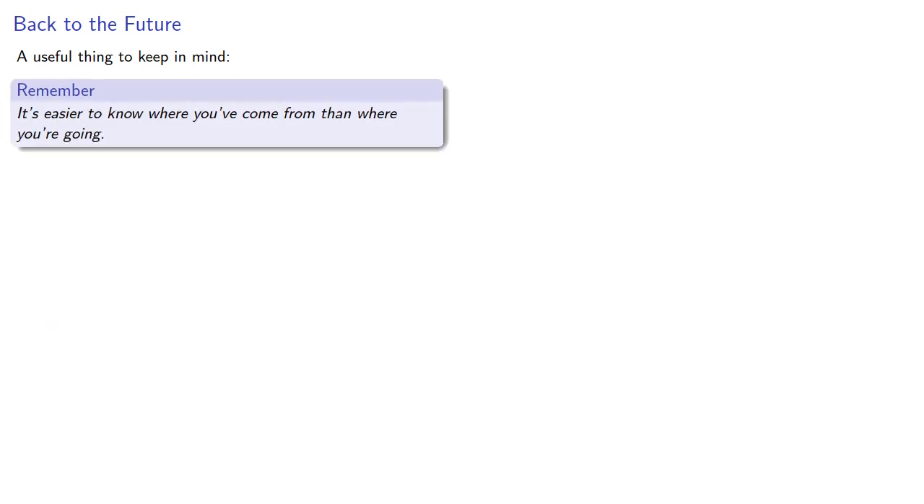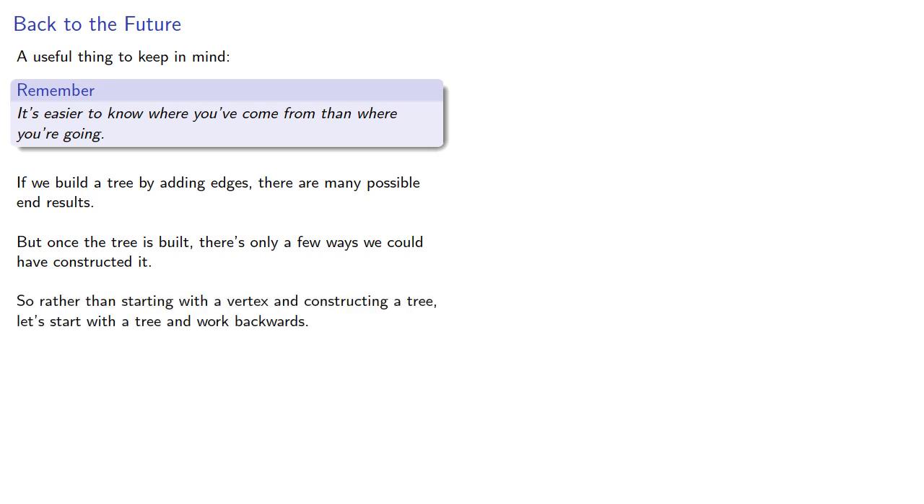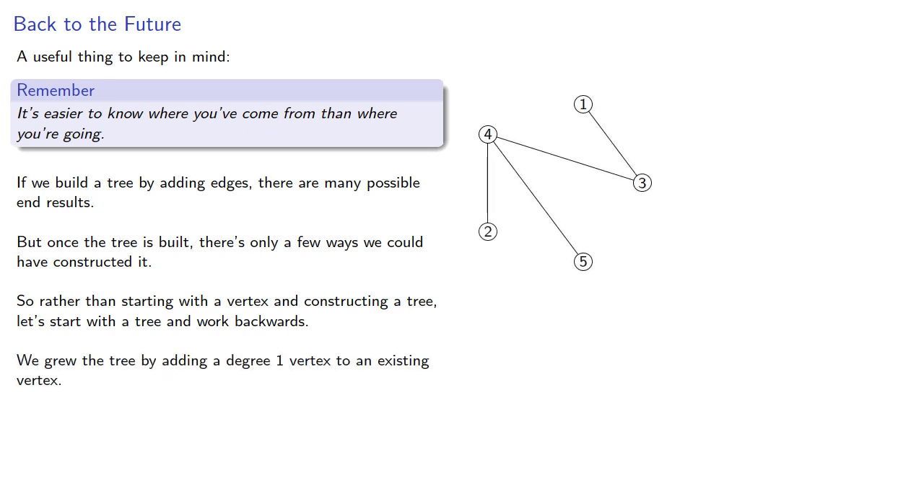A useful idea to keep in mind: it's easier to know where you've come from than where you're going. What this means is that if we build a tree by adding edges, there are many possible end results. But once the tree is built, there's only a few ways we could have constructed it. So rather than starting with a vertex and constructing a tree, let's start with a tree and work backwards. We grew the tree by adding a degree 1 vertex to an existing vertex. To go backwards, we'll remove degree 1 vertices from the tree.